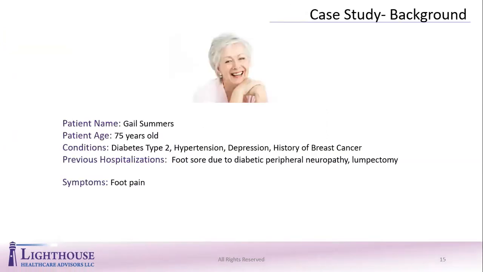Let's talk through a case study to sort of encourage you to do chronic care management in your practices. So here we have a patient. This is Gail Summers. She's 75 years old. She has diabetes, hypertension, depression, and also a history of breast cancer. She was previously hospitalized for a foot sore due to diabetic peripheral neuropathy, and she's also had a lumpectomy because of her breast cancer. She is having some foot pain, so that's her current symptom.